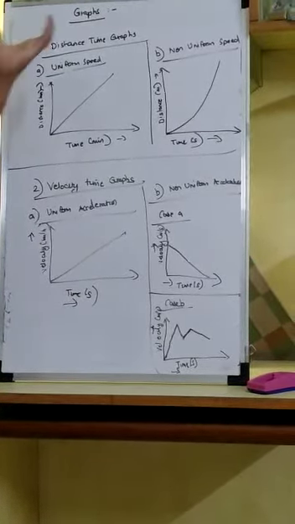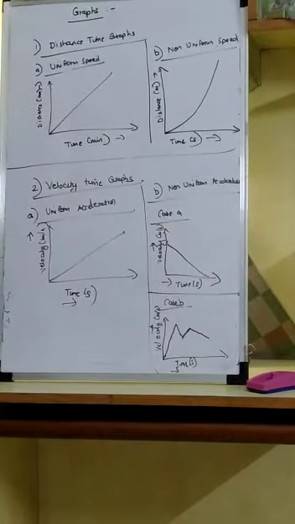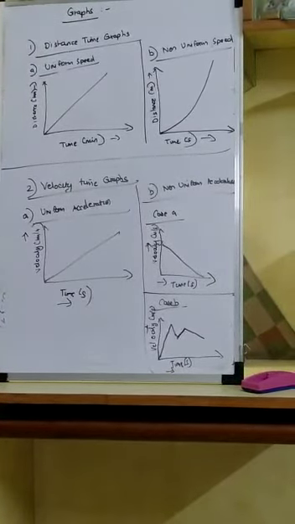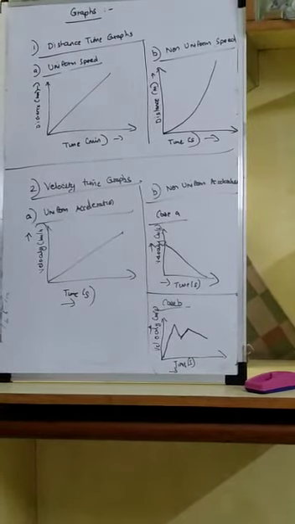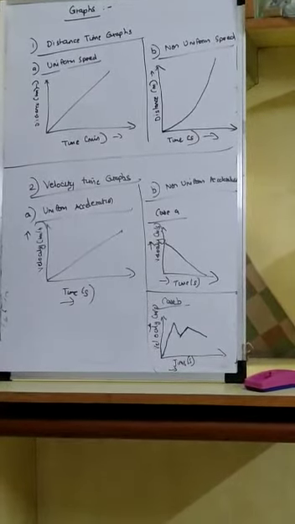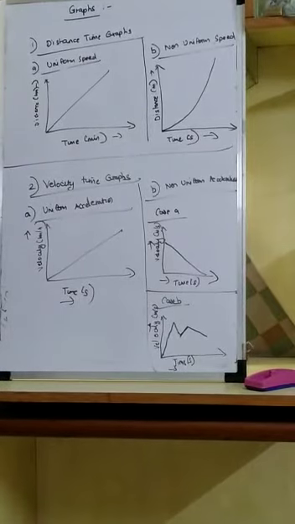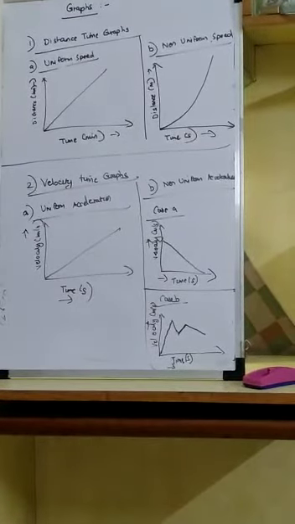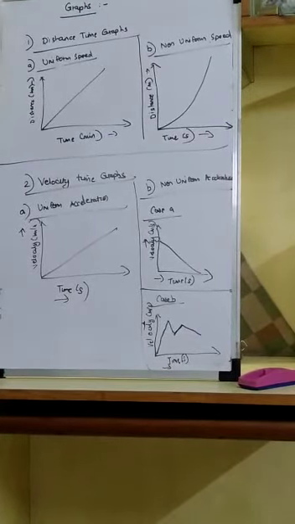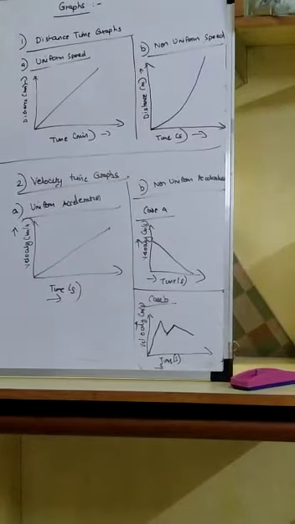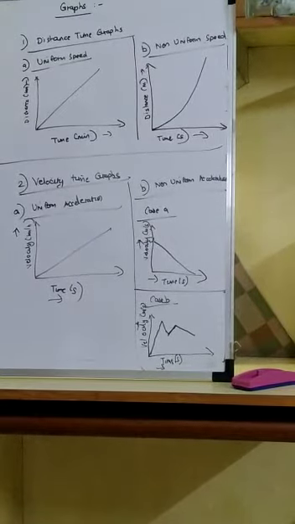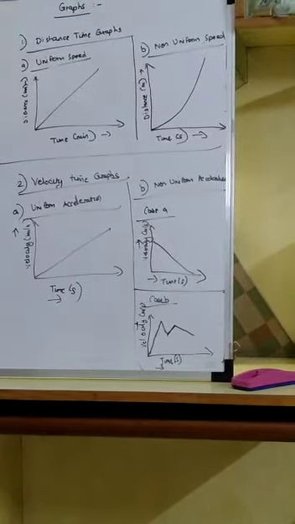So the first kind of graph we are going to see is the distance time graph. Distance versus time graph, meaning distance on the y-axis and time on the x-axis. Distance could be either in kilometers or in meters, time could be in hours or in seconds. So for uniform speed, mind you, what is uniform speed? Uniform speed is the coverage of equal distance in equal intervals of time.